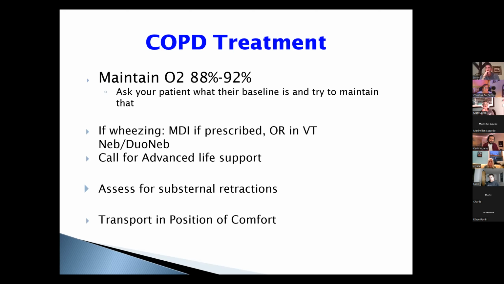This is a little bit different now because within the past couple of years, you as basic EMTs in Vermont are given that duo-neb treatment. Duo-nebs work really well for these patients. But again, if they need CPAP, which is really beneficial, you can't give that. You can't even really assess for, do they need it? You can register, okay, they're having substernal retractions, their SpO2 is here, their breathing is this, but you can't get that to them. And they could really use it.